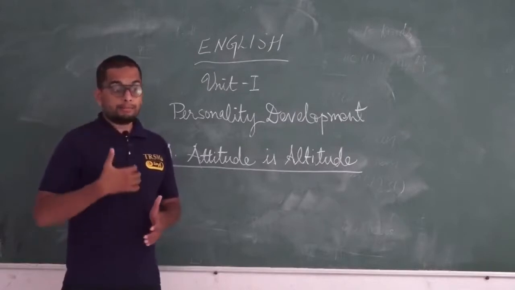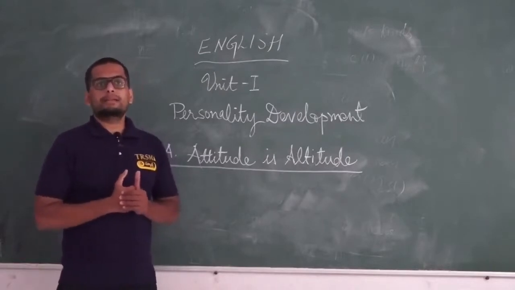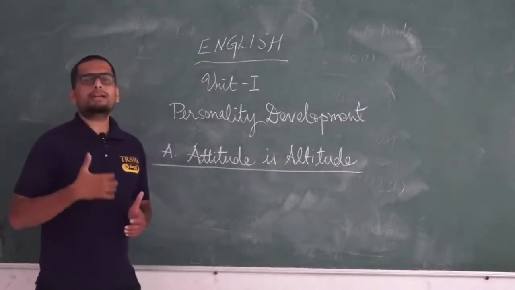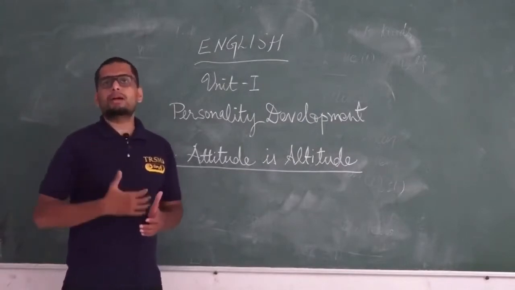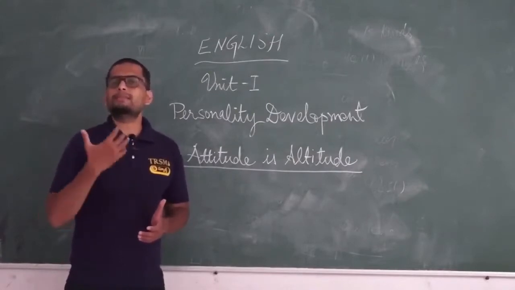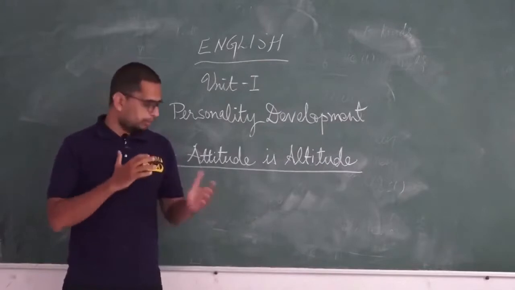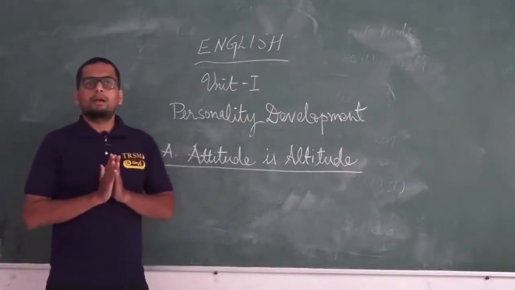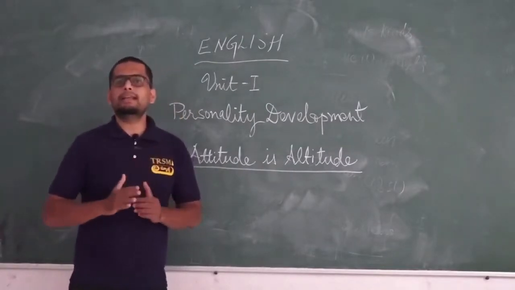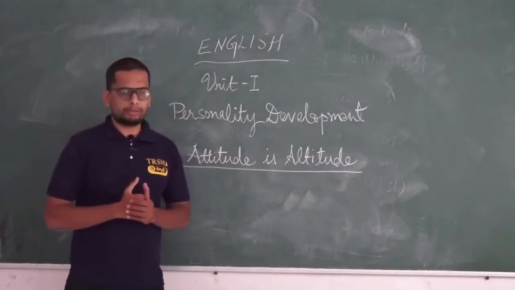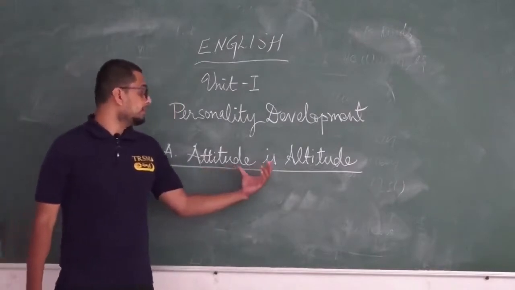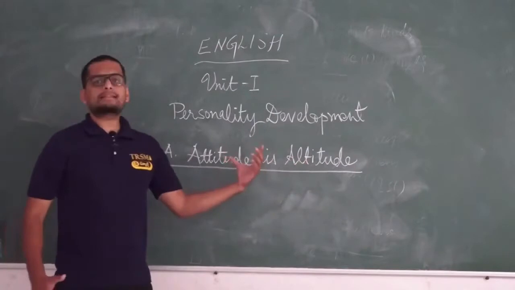Due to these disabilities, this might have caused a lot of problems for them, but they did not let these shortcomings come over their talent, and they created history and became successful in their future. What do we get from this? We understand that a positive attitude can lead you to the heights of success. So the first part of this unit is attitude and altitude, and we are going to discuss it now.